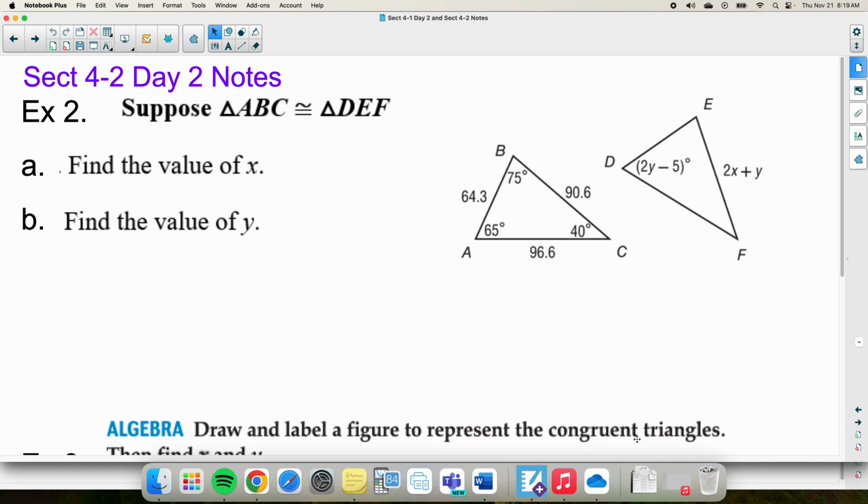Everyone have the note packet then? Okay. All right. So we have 3 pages to do of this.